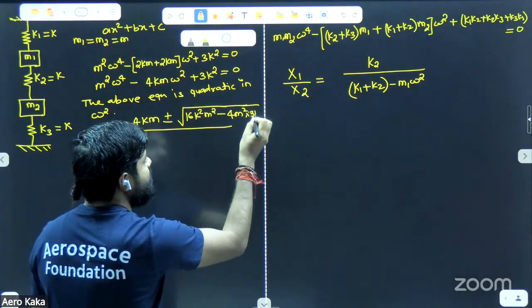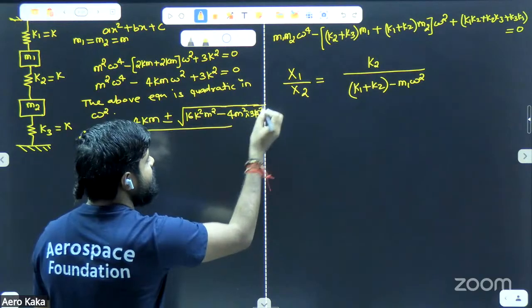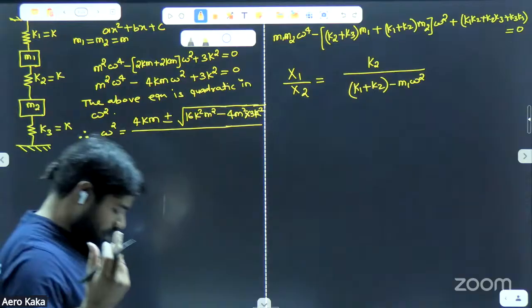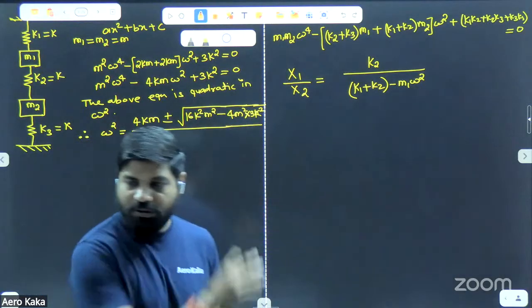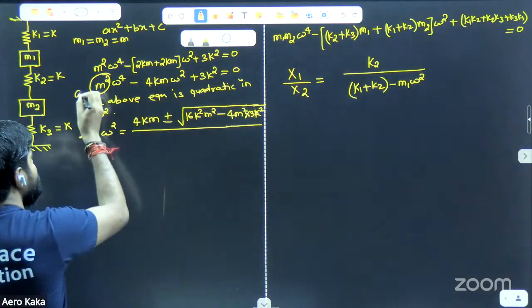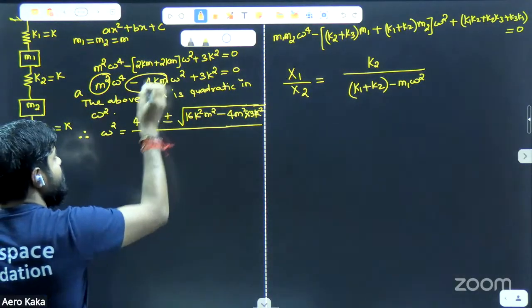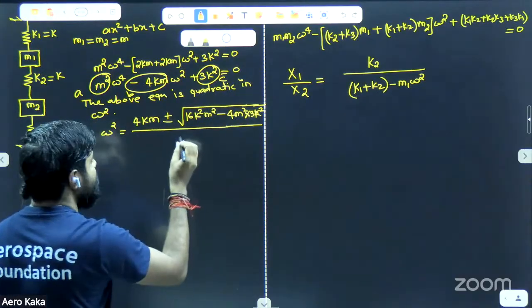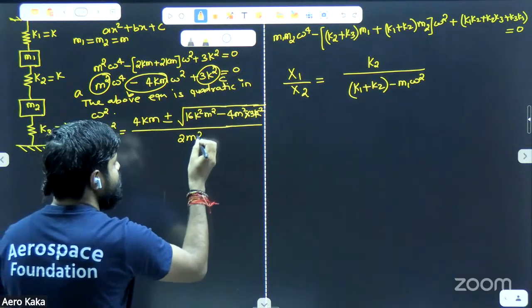Into 3k square. Could you check? Could you verify, please? Hello? Yes, sir. Are you there? Is this correct or not? Divided by 2a. So what is the value of a? This is a we have taken. This one we have taken b. And this one we have taken c. Please take care. So 2a is nothing but 2m square.